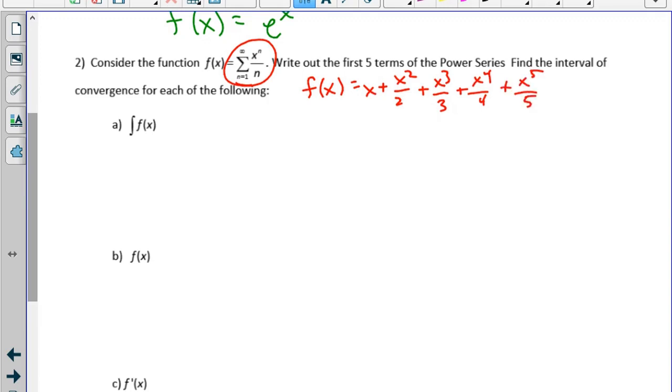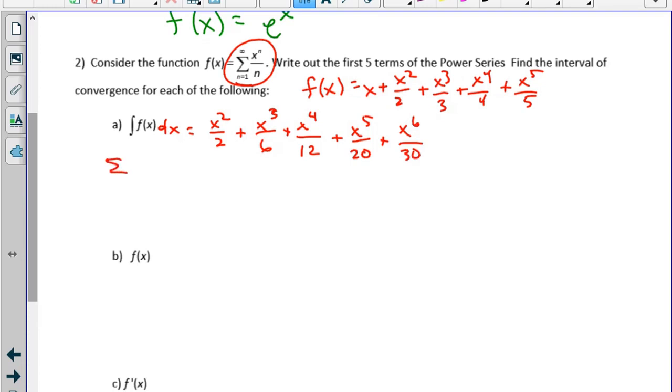Now it's asking us for the integral and the derivative. So the first thing I'm going to do is integrate this. So the integral of f of x dx, that's going to be x squared over 2 plus x to the 3rd over 6 plus x to the 4th over 12 plus x to the 5th over 20 plus x to the 6th over 30. And so if I want to write that as a sum, that'd be the sum of n equals 1 to infinity. And it looks like I'm having x to the n plus 1 in the numerator.